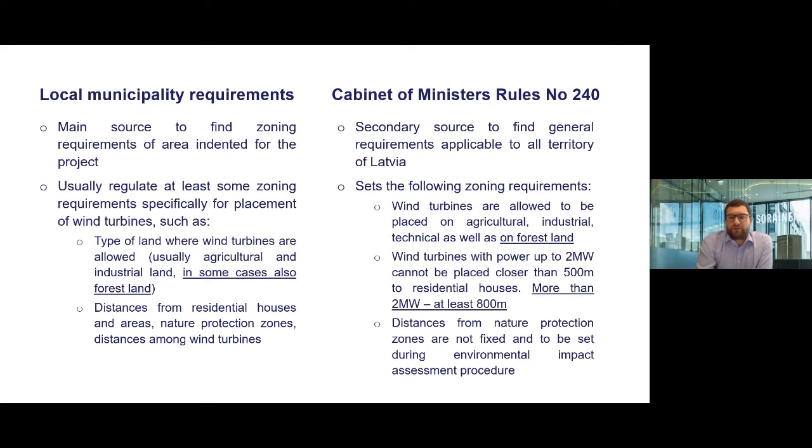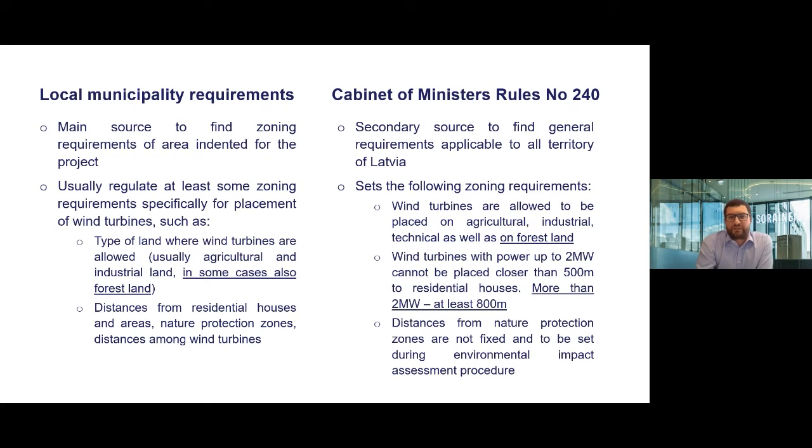If we are talking about general requirements, those actually are quite similar, meaning they regulate quite similar aspects of zoning issues. And again, places and type of land where wind turbines can be located, and those are agricultural, industrial, technical, and also forest land.